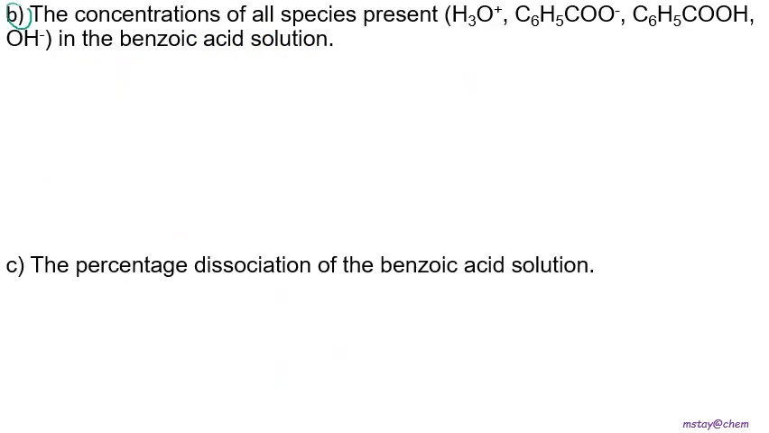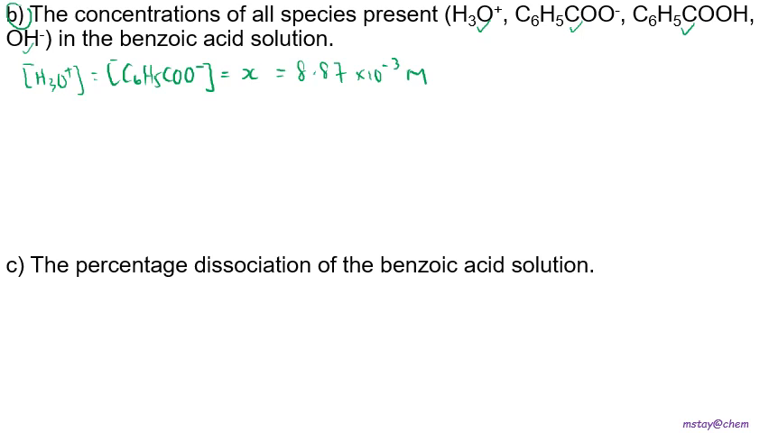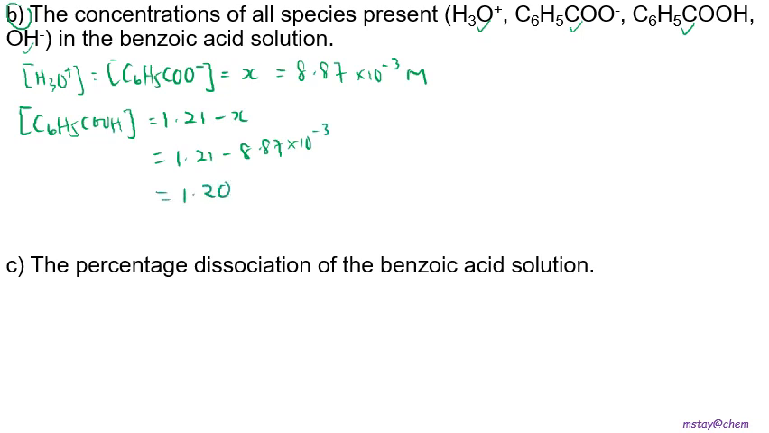Proceed to question B. Now the question asks us to determine the concentration H3O plus, C6H5COO negative, C6H5COOH, and also OH negative. Since at the equilibrium row, concentration H3O plus will equal to concentration benzoate ion C6H5COO negative, which is equal to X, that we already calculated in part A, which is 8.87 exponent negative 3 molar. While at equilibrium, concentration C6H5COOH is equal to 1.21 minus X. So 1.21 minus 8.87 exponent negative 3, we will still get around 1.20 molar.